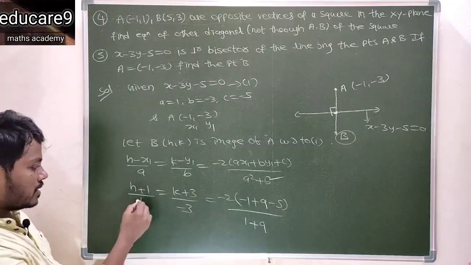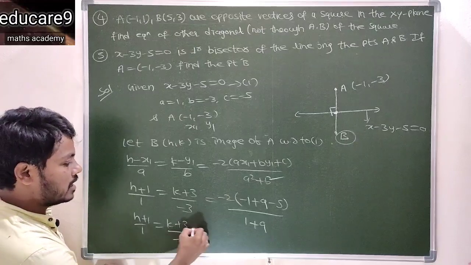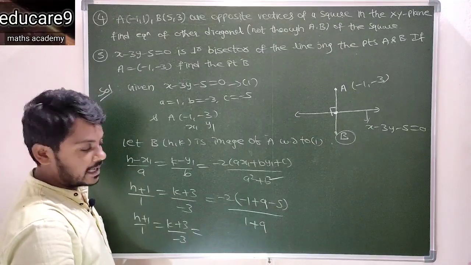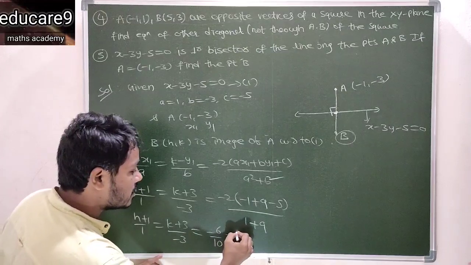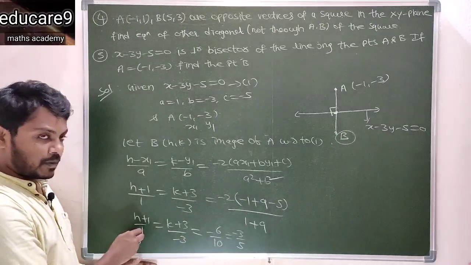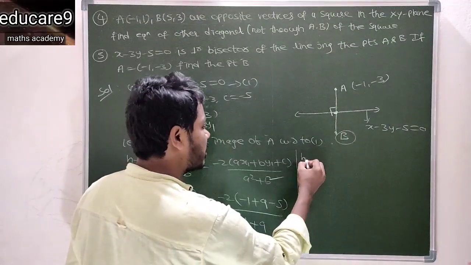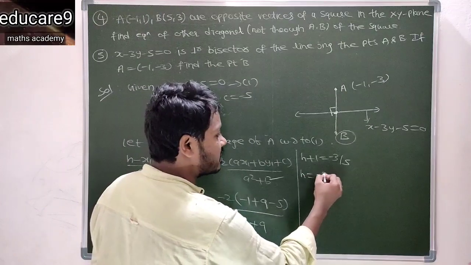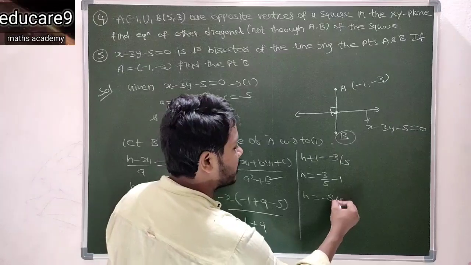Now see here, this is h plus 1 by 1 is equal to k plus 3 by minus 3 is equal to, so what is this value? 9 minus 6, you will get 3 into minus 2, so minus 6 by 10, so this is minus 3 by 5. So now equating h plus 1 to minus 3 by 5, and k plus 3 by minus 3 to minus 3 by 5. See here, first one, h plus 1 is equal to minus 3 by 5. So h is equal to minus 3 by 5 minus 1. So we will get h is equal to minus 8 by 5.